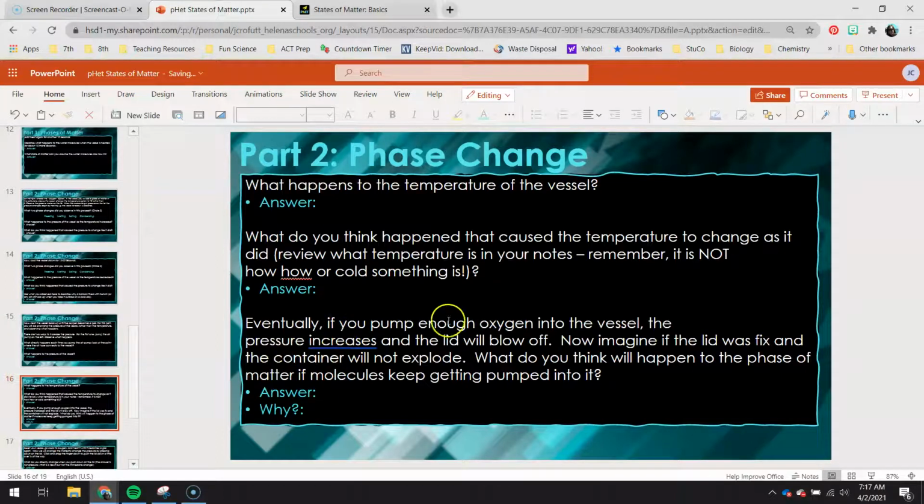All right, so eventually if you pump enough oxygen into the vessel, the pressure increases and the lid will blow off. Now imagine if the lid was fixed and the container will not explode. What do you think will happen to the phase of matter if molecules keep getting pumped into it? So where you have some pressure built up in there and a lot of molecules, what are those molecules going to be forced to do?